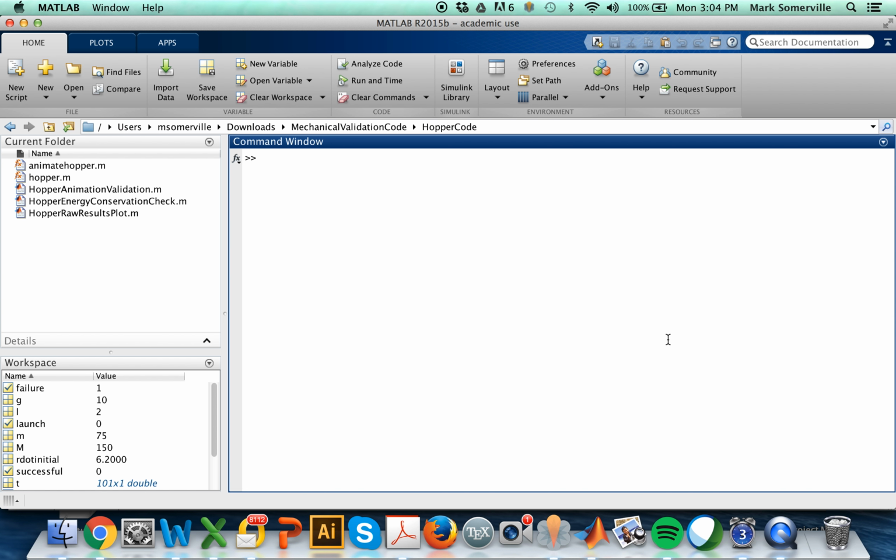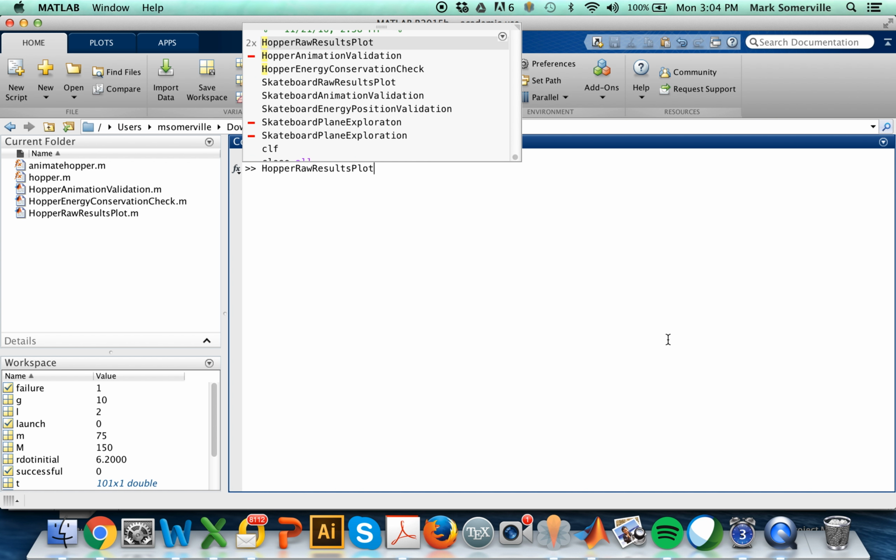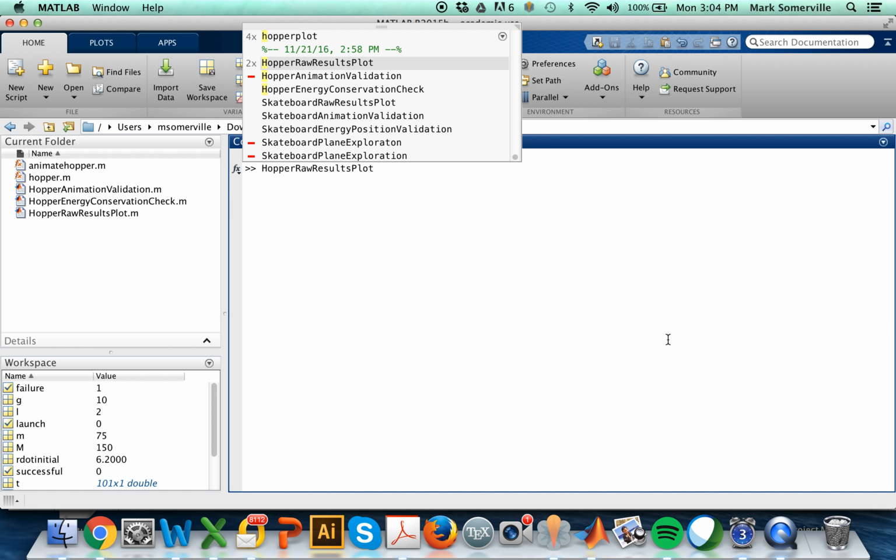So the first set of examples we're going to look at is some raw results plots. We're going to look at both the hopper and the skateboard and try to see what we can say from these different types of validation. So we'll start by plotting raw results. When we say raw results, what we're after is just what is it that ODE45 produces, right?